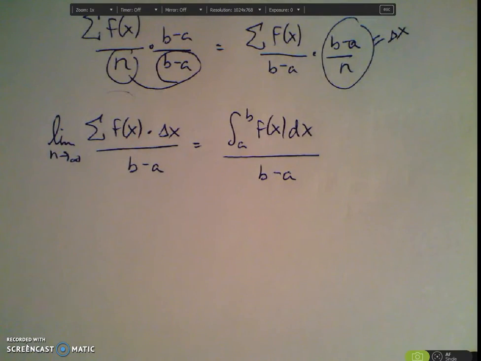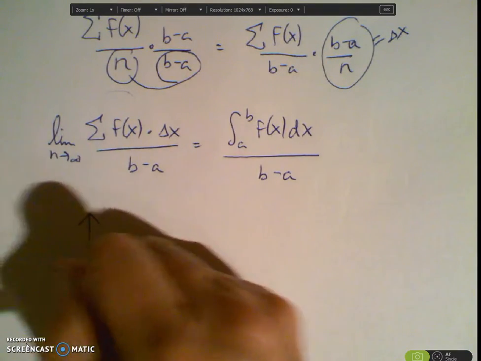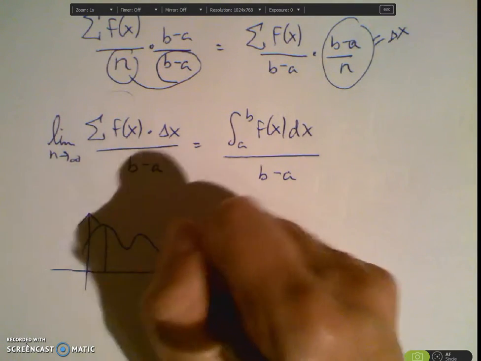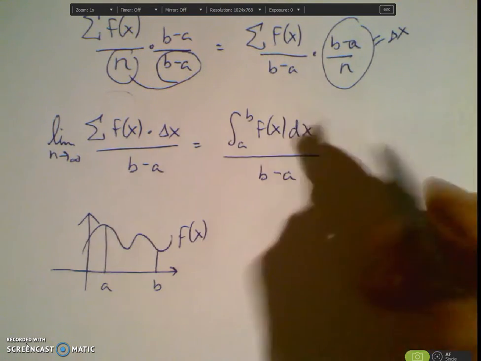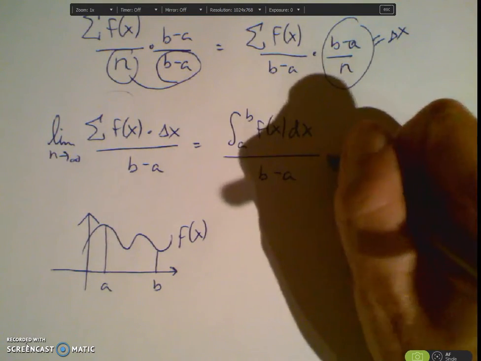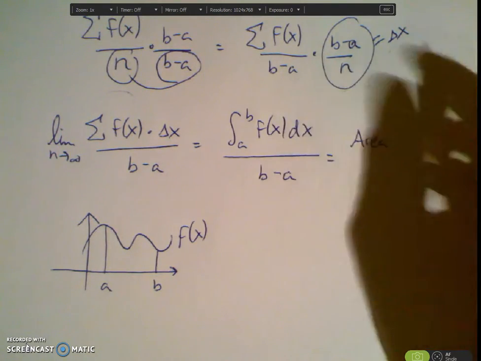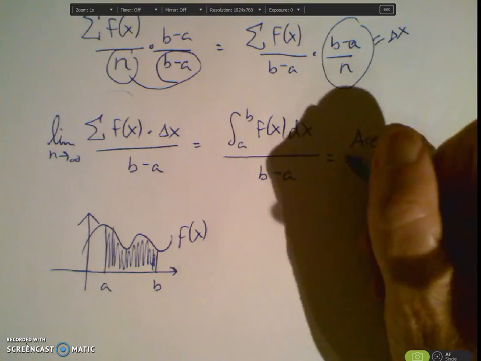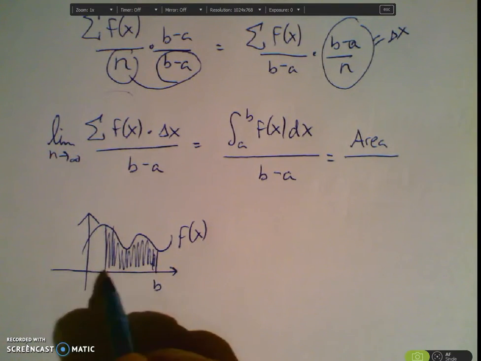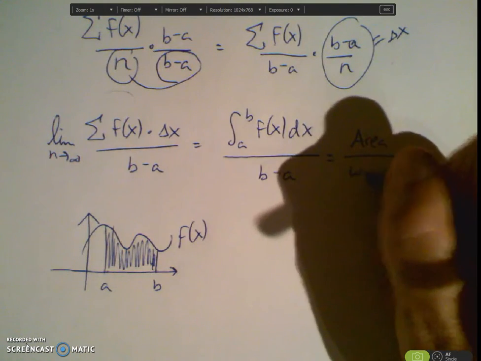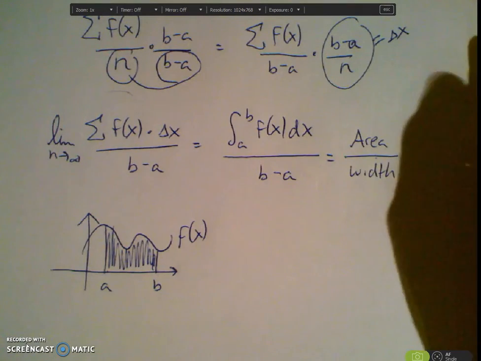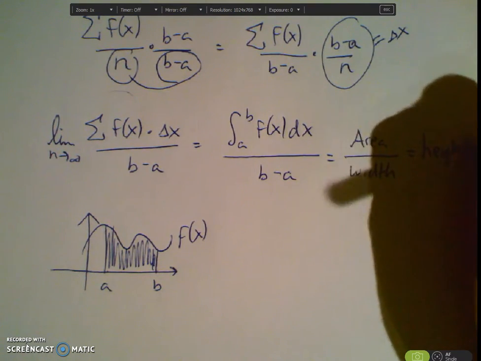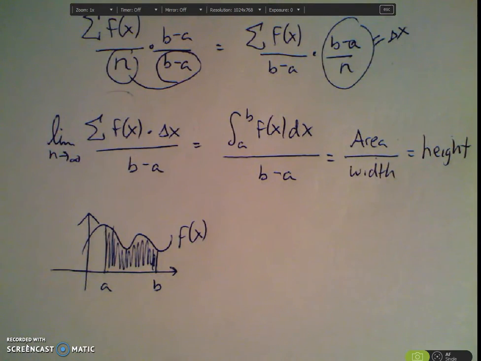To understand this better, we can draw a figure. Here's the function f of x on the interval from a to b. Remember that this definite integral represents the area between your function and the x-axis on the interval from a to b. And we're dividing the area by the width, the distance between a and b. Well, if you divide area by width, you should be getting a height. But the question is, which height is it?